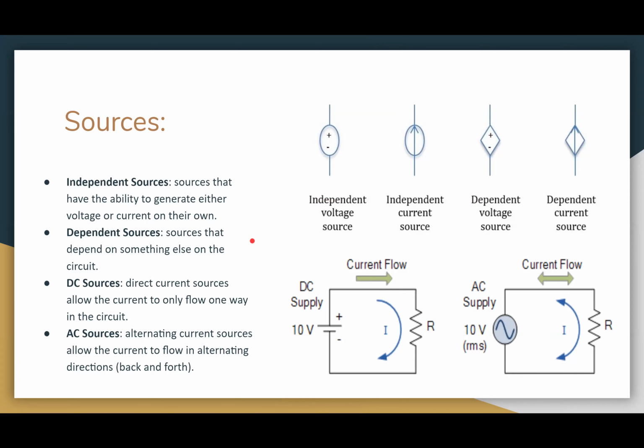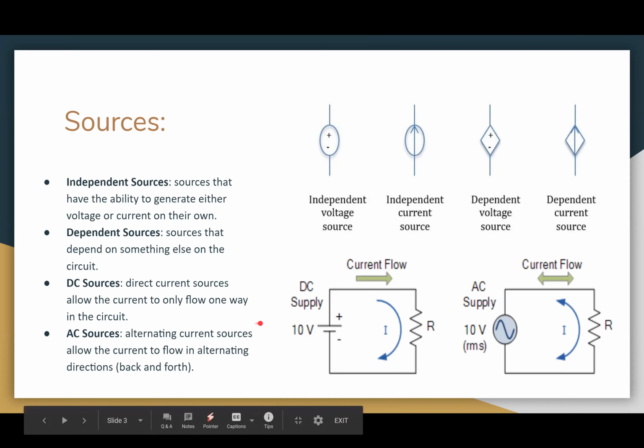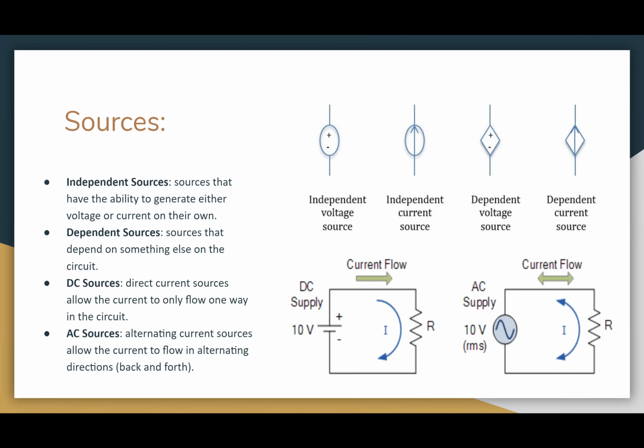The next would be DC sources. DC stands for direct current, and DC sources allow the current to only flow one way inside of that circuit. AC stands for alternating current. With AC sources, if we use a sinusoidal wave, like sine and cosine from calculus, that graph is the alternating current source. It's going to go forward and backward. And that's the difference in sources.